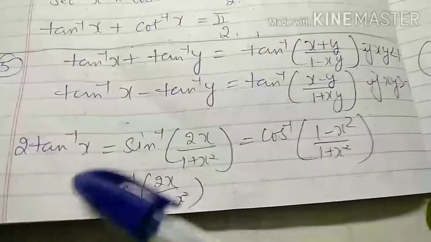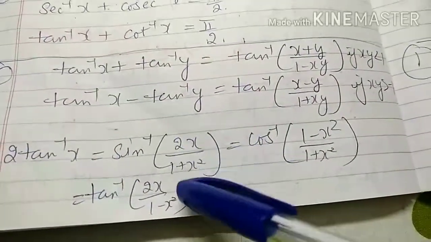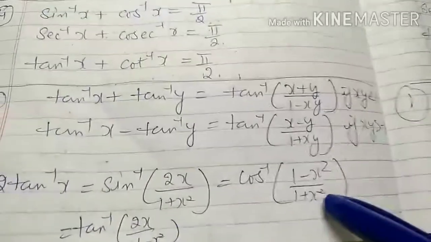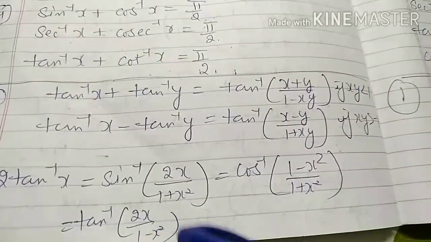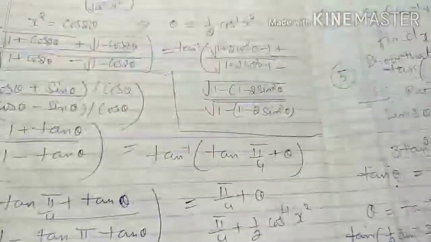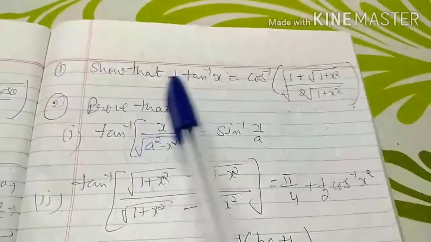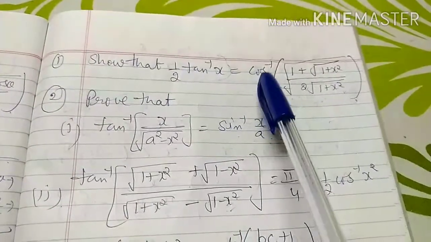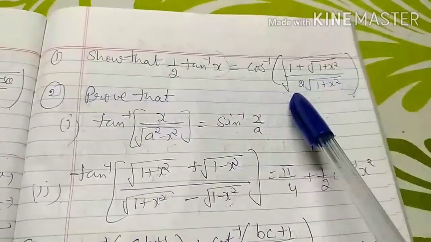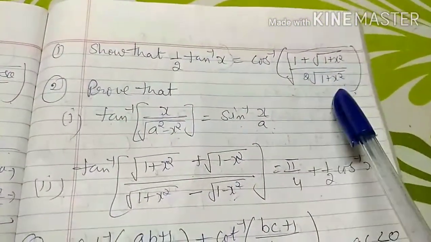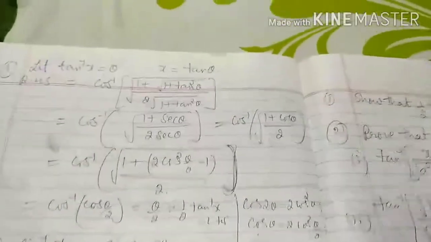and further, here 2 tan inverse x is equal to sin inverse 2x upon 1 plus x square, cos inverse 1 minus x square upon 1 plus x square, tan inverse 2x upon 1 minus x square. And here I have some questions. Show that half tan inverse x is equal to cos inverse of root of 1 plus root 1 plus x square upon 2 root 1 plus x square. So how do you solve this question?